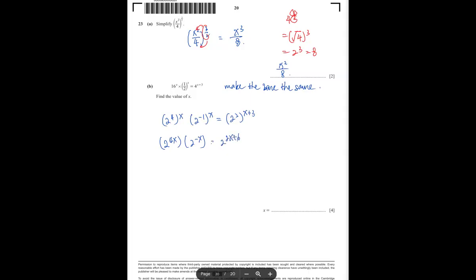Common mistake here, you all forget to expand again. Okay, if same base, you can actually combine your index. So this one is just this plus this. So this is 2 to the power of 3x equals 2 to the power of 2x plus 6. Once the base is the same, the index needs to be the same. So 3x equals 2x plus 6. Here you're just solving a linear equation, x equals 6. Just like that, 4 marks. Free.